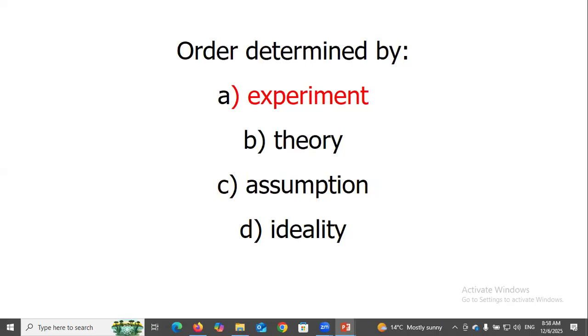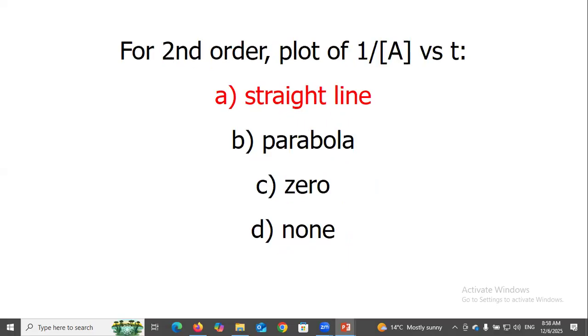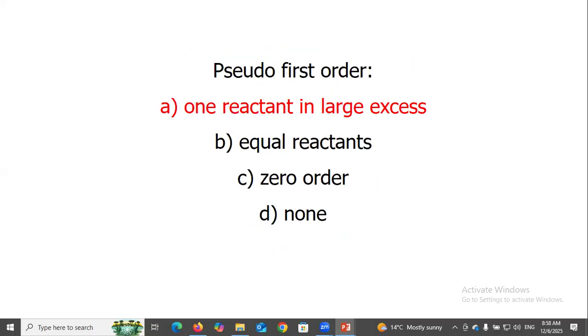Order is determined by experiment, theory, assumption, ideality. Correct option is option A, experiment. Half-life of second order is 1 over K A naught. For second order, plot 1 over A versus T is a straight line.